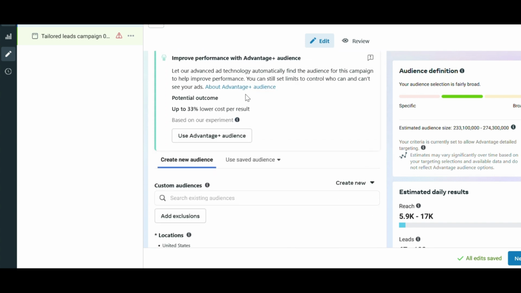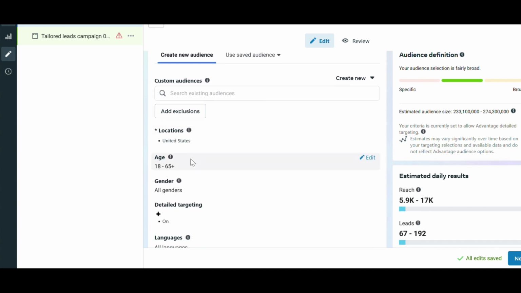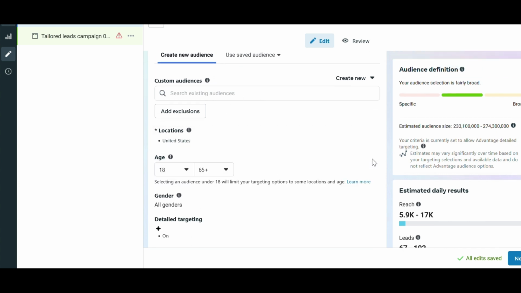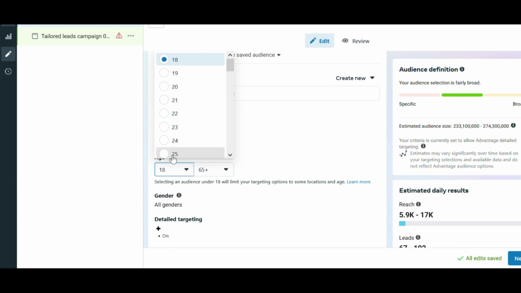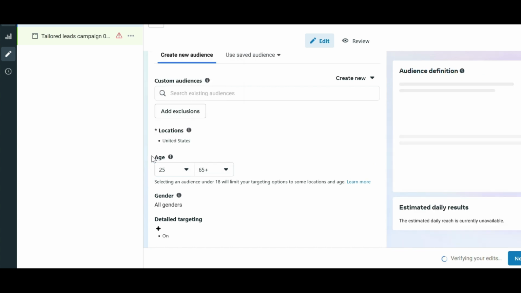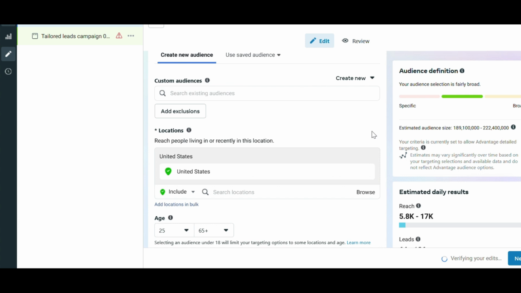All right, so the next thing we want to do is come in here and choose our demographic. Typically, a demographic of at least 25 and older works very well. And we want to come in here and choose a location.